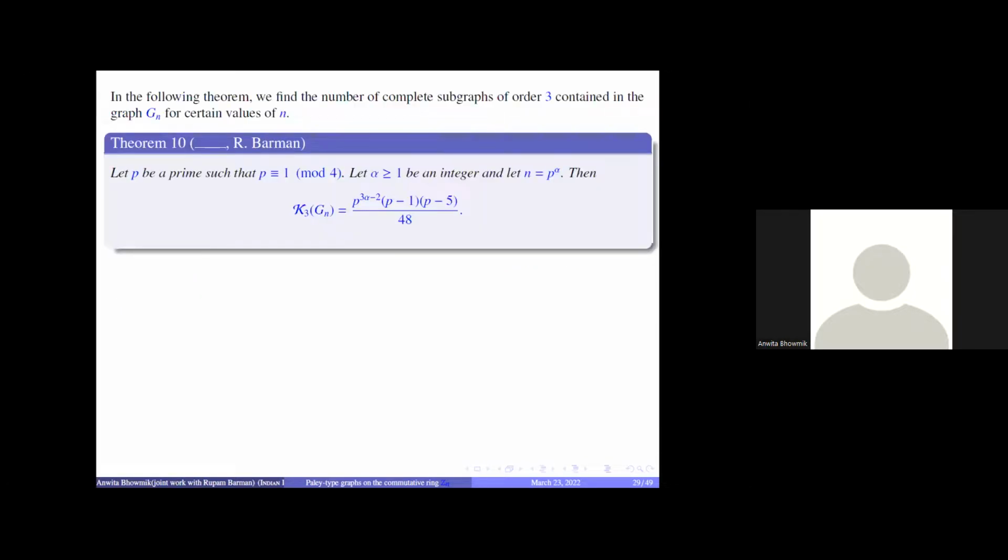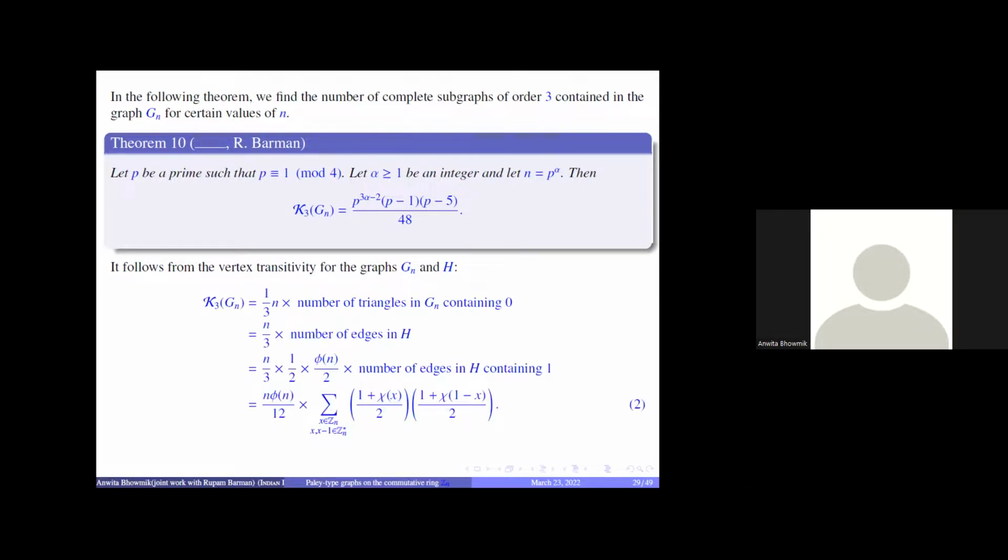This is our first result, which computes the number of triangles in Gn. It is given by a simple closed formula depending on p and alpha. The proof of this uses the vertex transitivity of the graphs Gn and H. Since the graph is vertex transitive, each vertex will contain the same number of triangles, so we count the number of triangles containing any vertex.